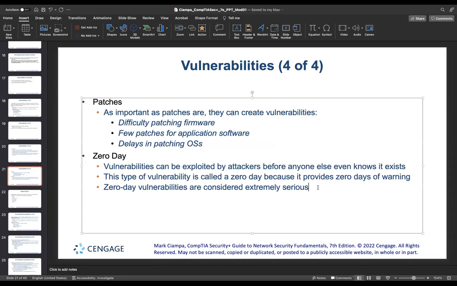A good structure has three environments. They have the test environment, which is the lowest environment, right? Then they have the QA environment, which is the middle environment. And then they have the prod or production environment, which is the higher environment, right?